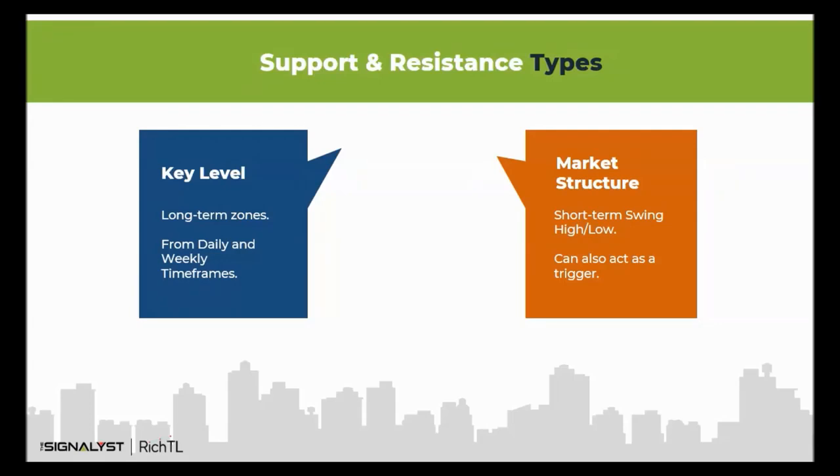So let's get started. As mentioned, we have two types of support and resistance, long-term and short-term. The long-term ones are what we call key levels that we can find on daily and weekly time frames, and we will use these key levels to look for potential buy or sell opportunities around them. The short-term ones are what we call market structure that we will use to know who is currently in control, the buyers or the sellers, and can also be used as a trigger and can be found on any time frame. So let's open our charts and look for live examples.